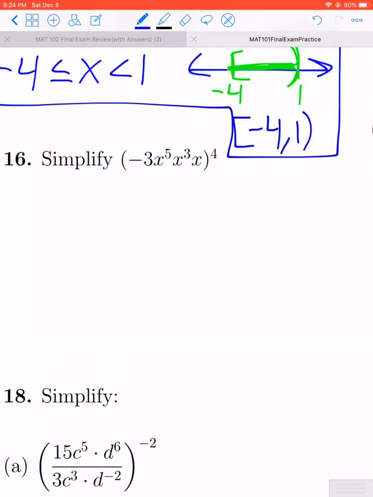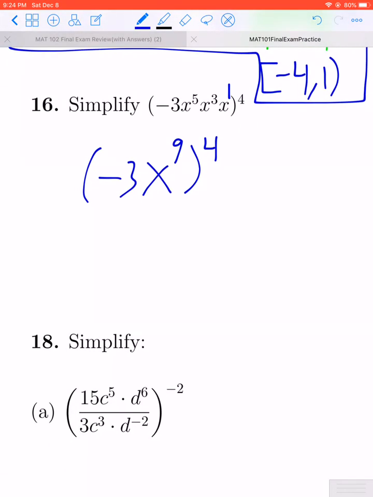Now we're kind of getting into exponents. We have a quantity being raised to the fourth power. Before we can do anything here, let's actually simplify what's on the inside. We have a bunch of powers of x we can work on. Whenever you multiply like bases, you're supposed to add the exponents. X to the fifth times x to the third times x, which is the same thing as x to the first, would be x to the ninth power. That's 5 plus 3 plus 1.